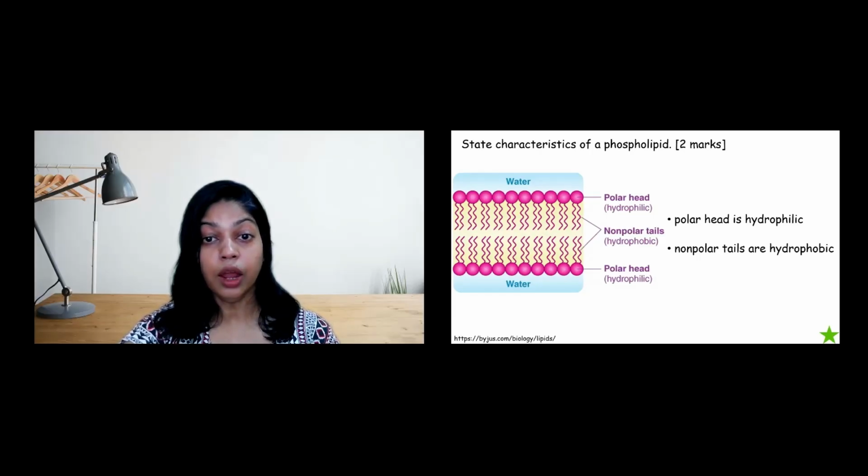The tails are non-polar, which means they have no electric charge. Because they have no electric charge, they do not attract water. So they are called hydrophobic. Hydro means water. Phobic means fear. So hydrophobic means water fear. These characteristics cause the heads to face water, while the tails hide from water.